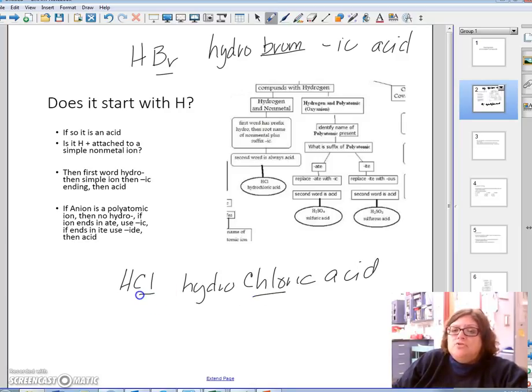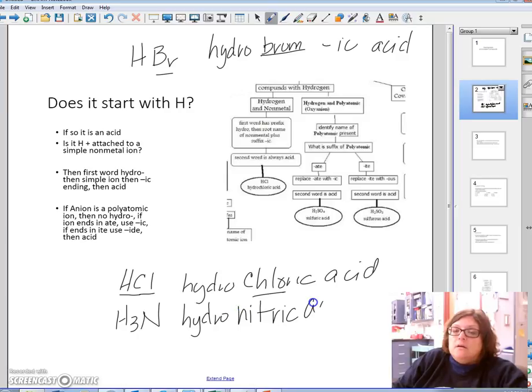The chlorine: hydrochloric acid. So instead of hydrogen chloride, which is what you want to call it, it's hydrochloric. If we have this guy, starting with an H, we need 3 hydrogens to bond with 1 nitrogen, because nitrogen needs 3 more electrons to be happy. This one would be named hydronitric acid. Okay?